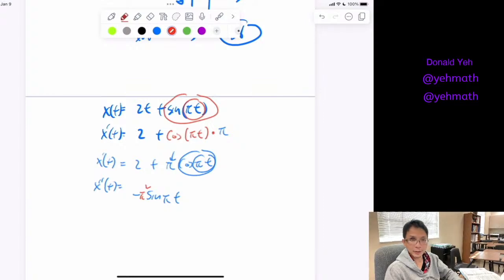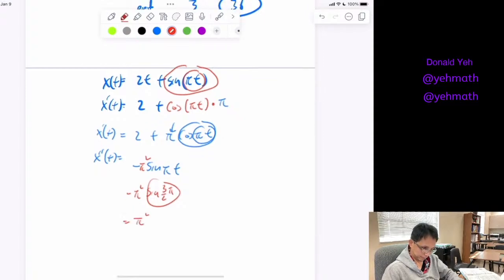And then all you gotta do is plug in 3 over 2. So sine of 3 over 2 pi, negative pi squared. What is sine of 3 over 2 pi? The answer is beautiful. Pi squared. How beautiful can it be?